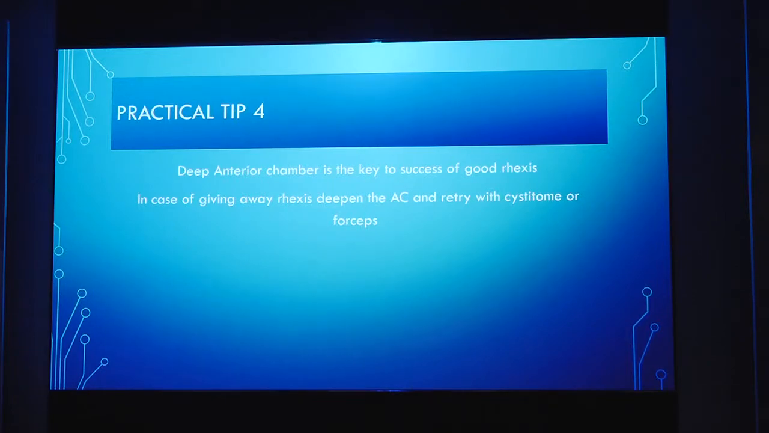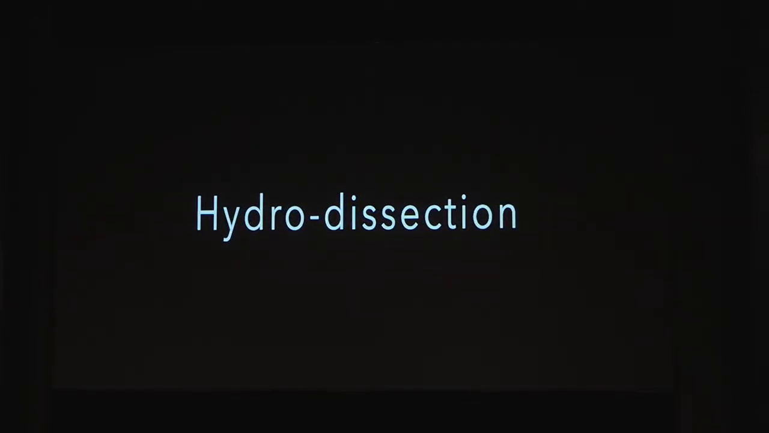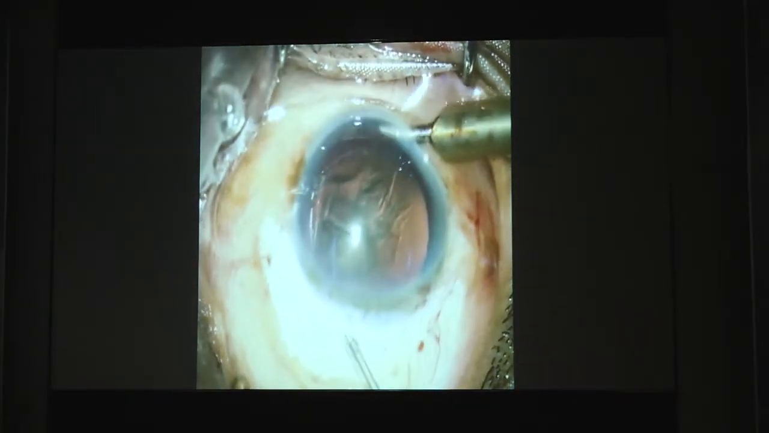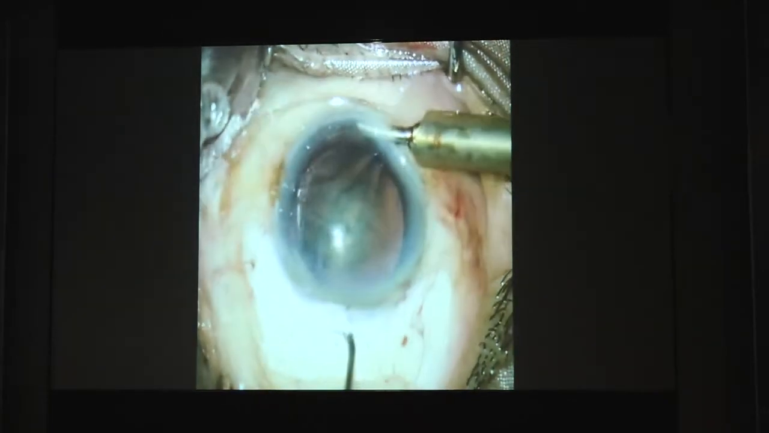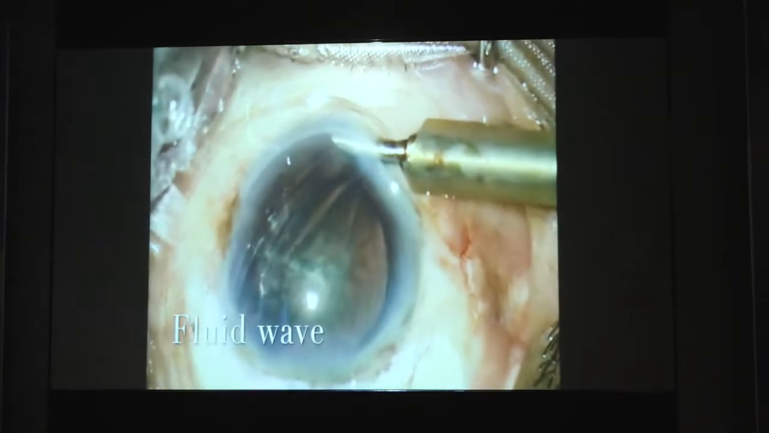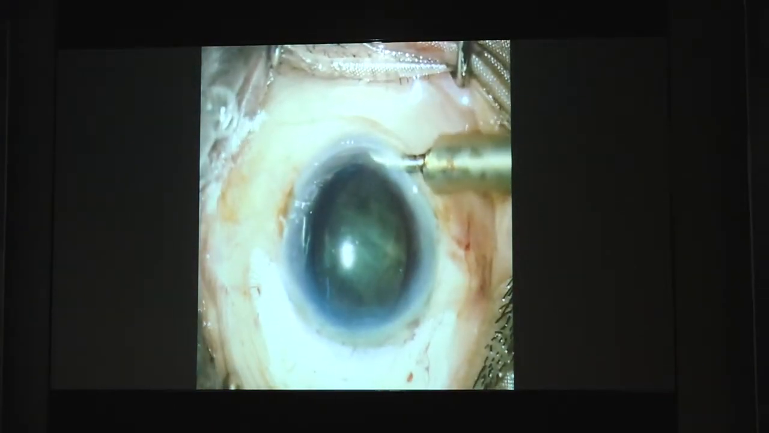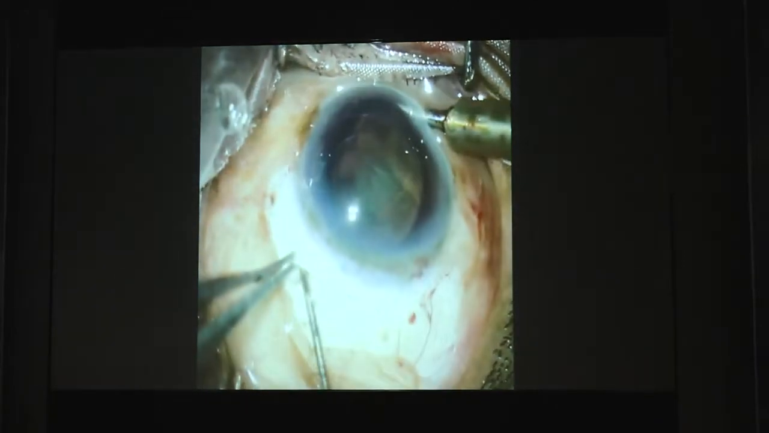So using a good viscoelastic, a properly dilated pupil, a deep anterior chamber, and using a cystitome if there are problems, hydrodissection is very, very important. Not hydrodissection, but hydro procedures. Hydrodissection is not done in posterior polar cataracts. Using multiple points of hydro fluid will keep it safe. There is no danger of PC tear.